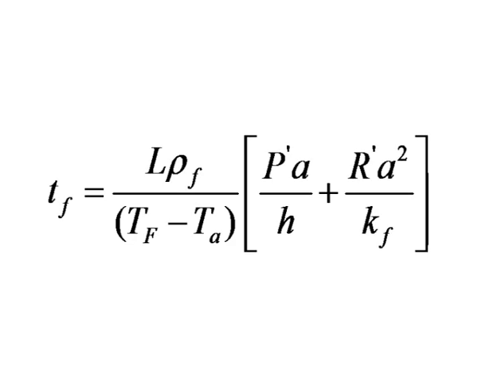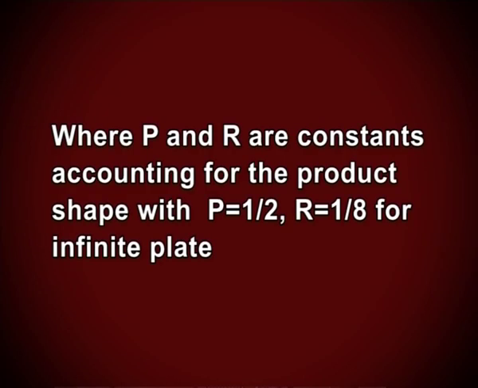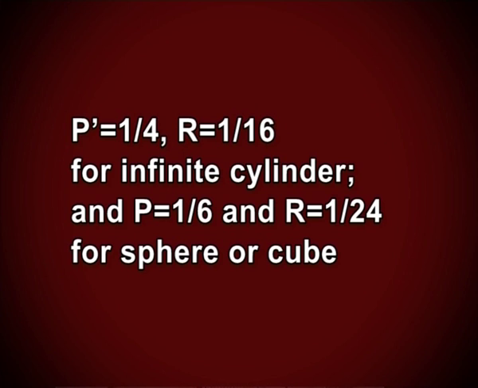The general form of Planck's equation is where P and R are constants accounting for the product shape, with P equals 1/2, R equals 1/8 for infinite plate; P equals 1/4, R equals 1/16 for infinite cylinder; and P equals 1/6 and R equals 1/24 for sphere or cube. The limitations of Planck's equation are as follows.